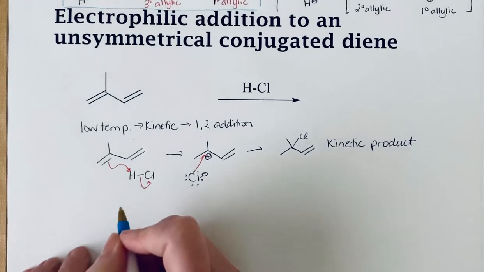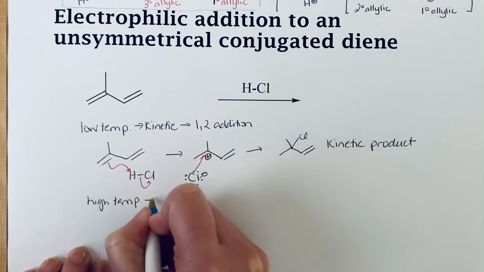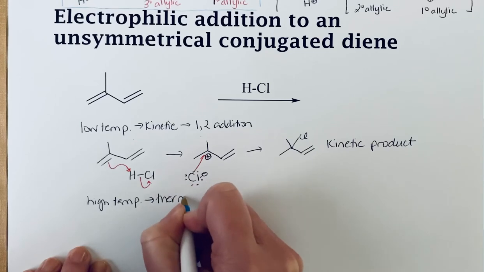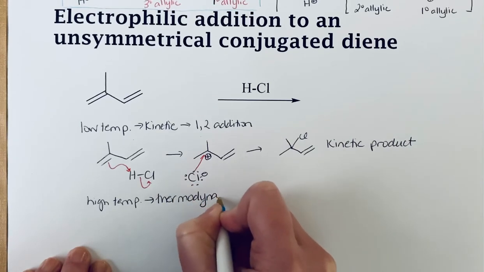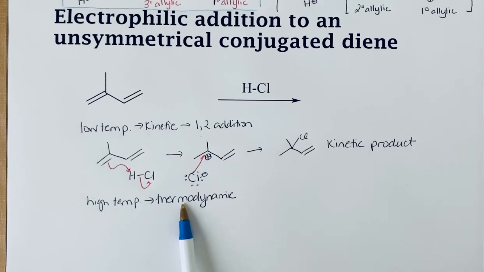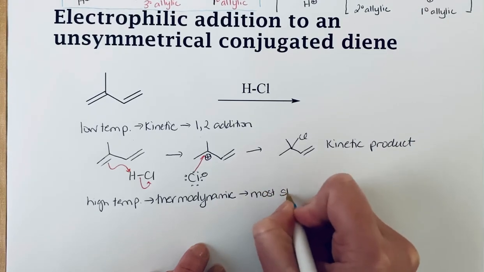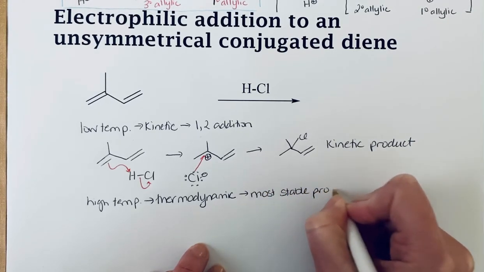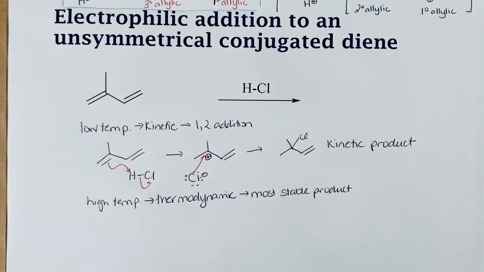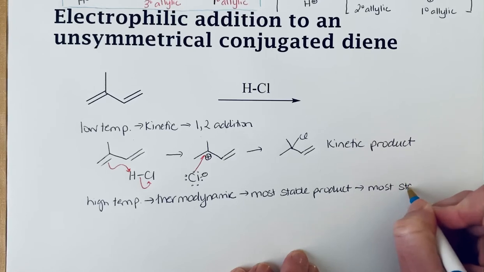If we want to determine the thermodynamic product, so this is at a high temperature, we don't have a rule here for the pathway. It does not matter what the pathway is that forms this product. It matters that you form the most stable product. And since our product is an alkene, we are evaluating the stability of the alkene. So we are looking for the most stable alkene.